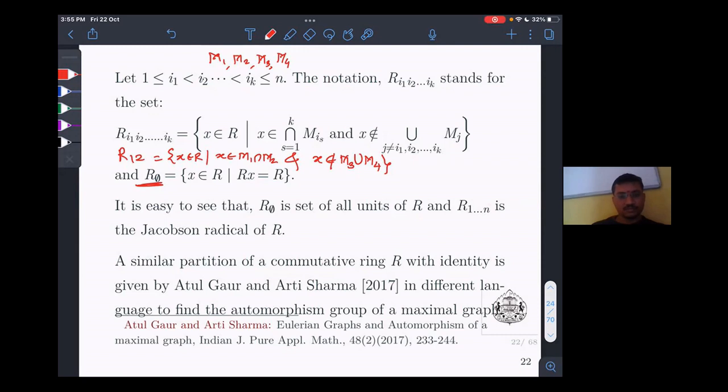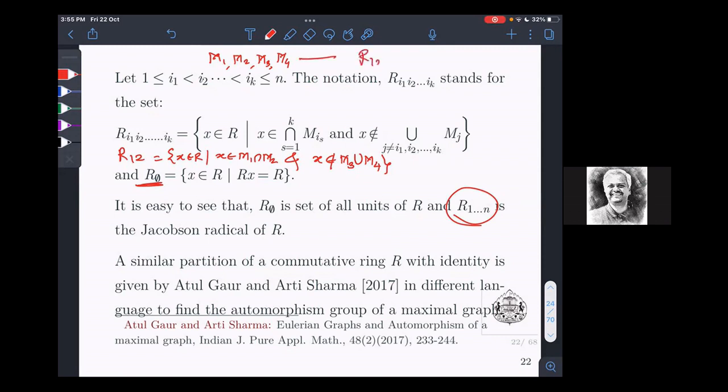So this is it, and when I look at R1,2 up to n, in this case, I'm looking at R1,2,3,4. That means it's the set of those X which are in M1, M2, M3, M4, but not in the rest. But for the rest, there is no maximal ideal. So this will be my Jacobson radical. I think this partition is clear.